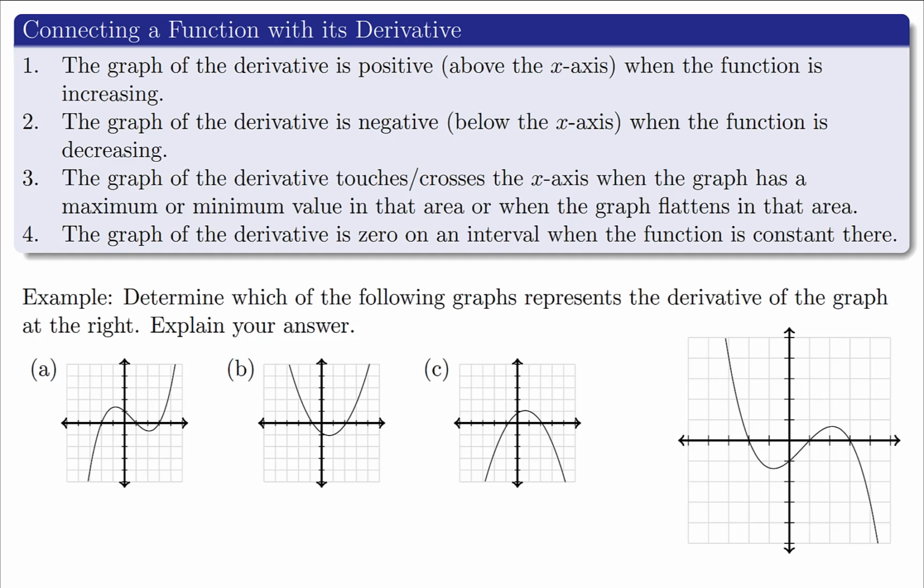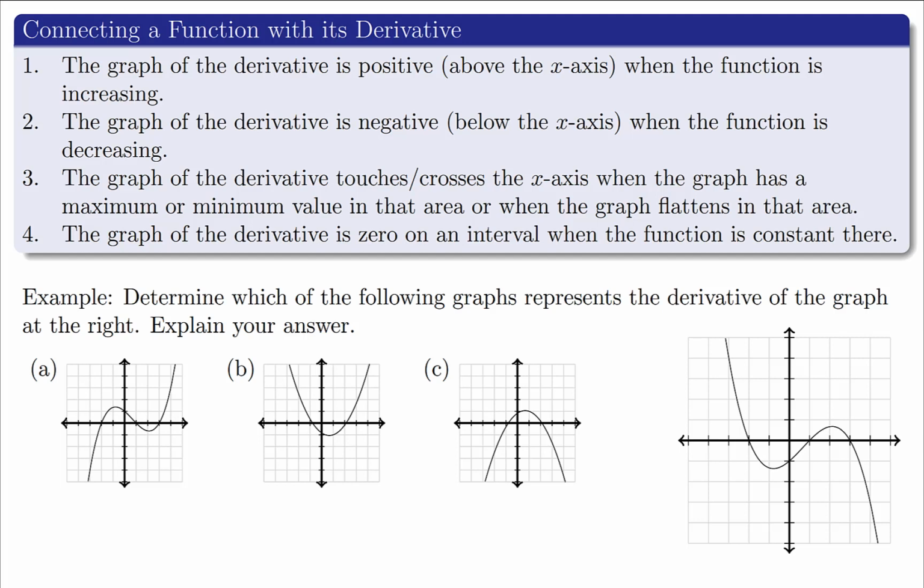When you have an increasing function, the graph of the derivative will be positive, meaning above the x-axis. When the function is decreasing, the graph of the derivative will always be negative, which is below the x-axis. And if the graph ever flattens in an area, or possibly maximizes or minimizes temporarily, then the derivative will either touch or cross the x-axis at that point. Finally, while we won't run into this one very often, the graph of the derivative would be 0 if the function was constant right there.